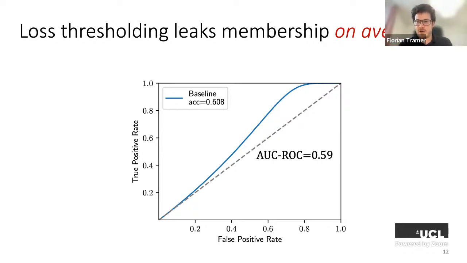This is how membership inference attacks have been evaluated so far in most of the literature. The problem with this is that these are all average case metrics. What this tells you is that on average, the losses of members and non-members are indeed different. We saw that in the previous slide when we looked at the full distributions. So on average, the attack will be able to distinguish members from non-members with better than chance probability.